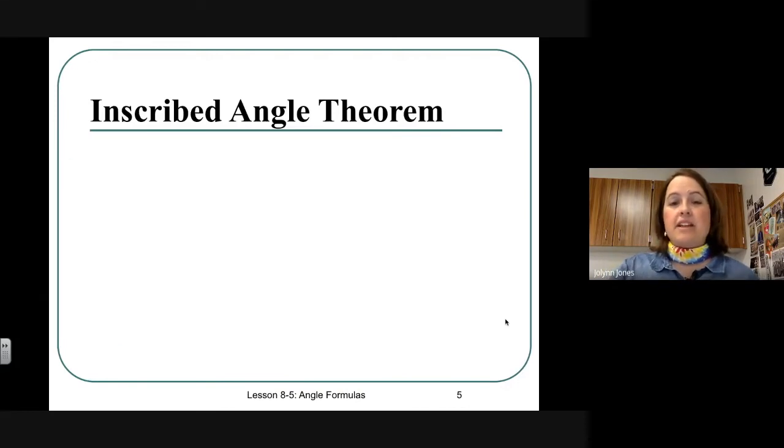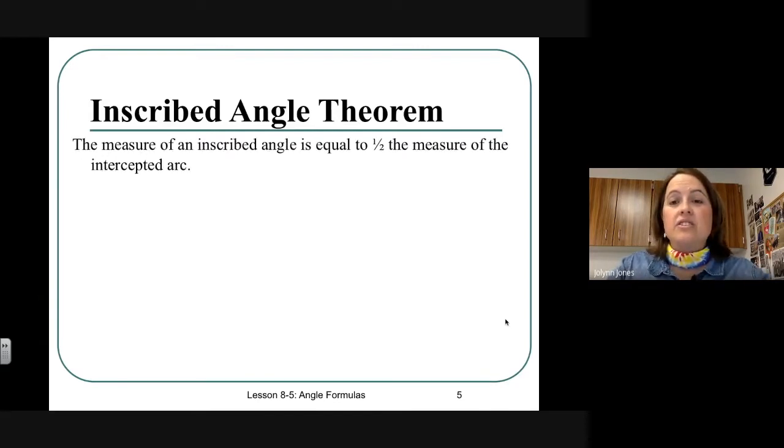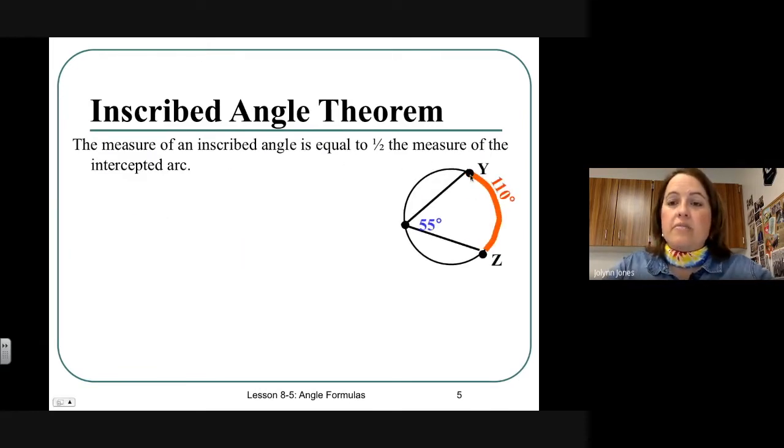Now, for our inscribed angle theorem, if we know the central angle or the measure of the intercepted arc, then we can figure out the inscribed angle. It's always going to be half of the measure of the intercepted arc. So if our intercepted arc is 110 degrees, then any inscribed angle is going to have half of that measure. So 110 divided by 2, cut in half, gives us 55. Okay, so that's the inscribed angle theorem.